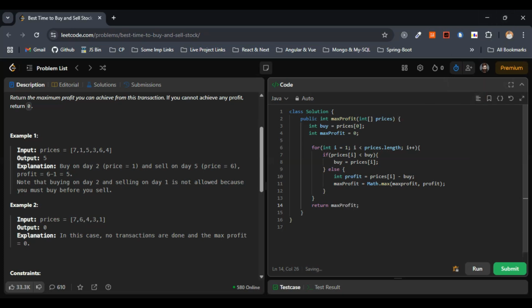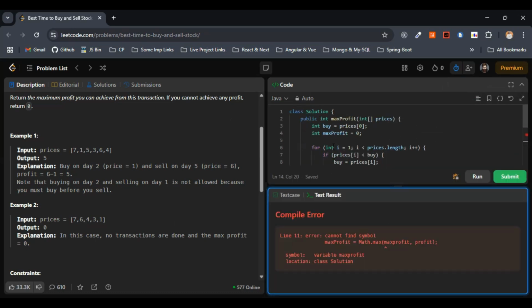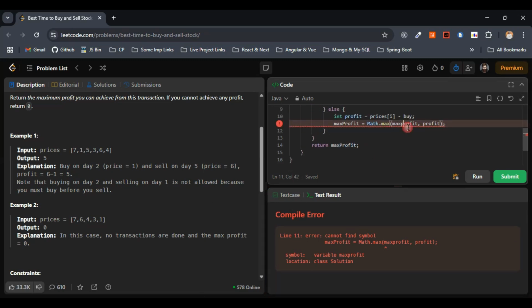So let me format the code once and let me hit the run button. So easy to understand, right? Let's see whether this works or not. So we have a compilation error here. This has to be capital P. So this is fine. Let me run this one again.